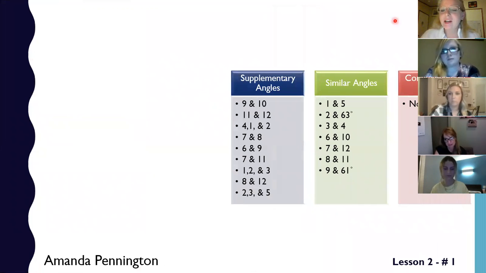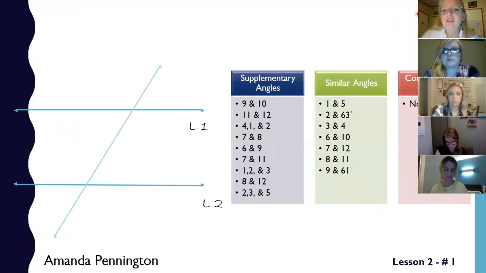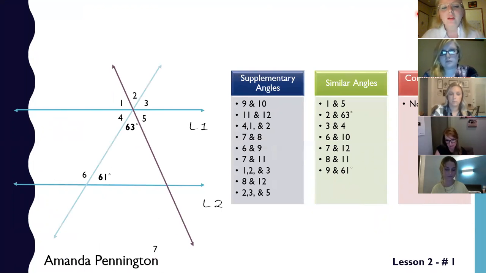Okay, so in this problem, we're going to be looking at supplementary angles, similar angles, and complementary angles. We see that line 1 and line 2 each have two different lines going through them, and that's going to make all these different angles pop up. First, we need to know what a supplementary angle is.